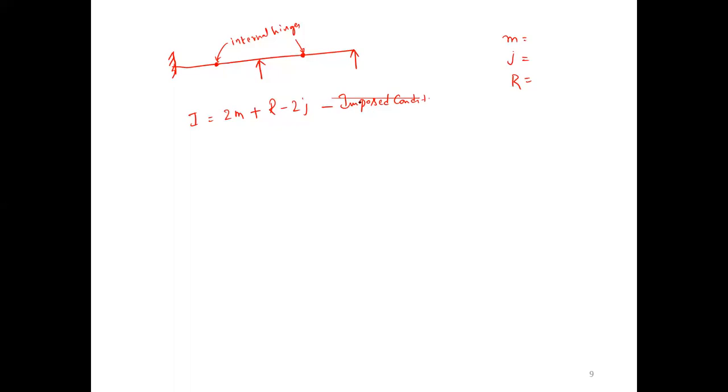Please take a note that if any imposed conditions are posed in the problem, you have to subtract the value in case of static indeterminacy. But in case of kinematic indeterminacy, you have to add the imposed conditions. Now find out what is the I, what is the E. Remaining things are as usual. E equals r minus 2 and small i equals total indeterminacy minus external indeterminacy.